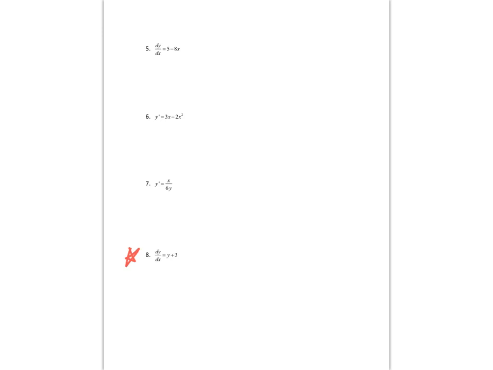Okay, I posted the solution key, so as you work on that, you can check your answers, and have a good weekend.